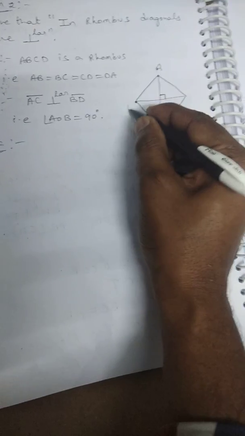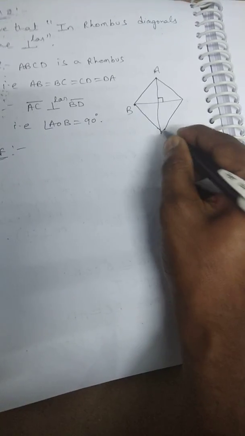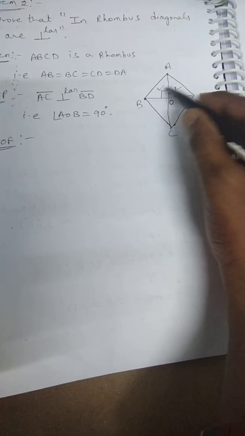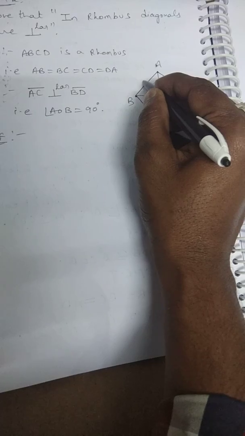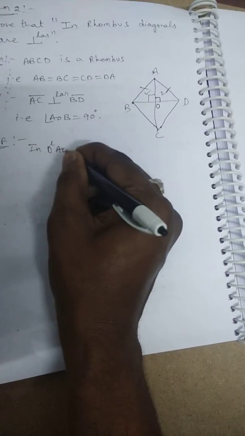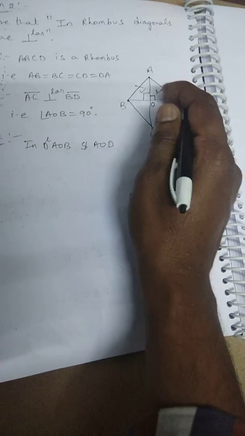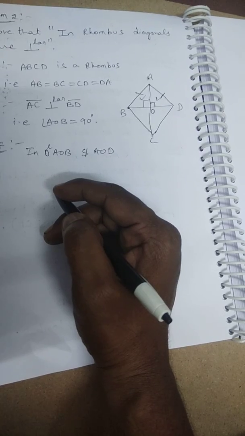A, B, C, and this is D. We have to prove this angle is 90 degrees. So let us take these two triangles into consideration, this triangle and this triangle. To prove this, in triangle AOB and triangle AOD, these two triangles AOB and AOD, AB is equal to AD.